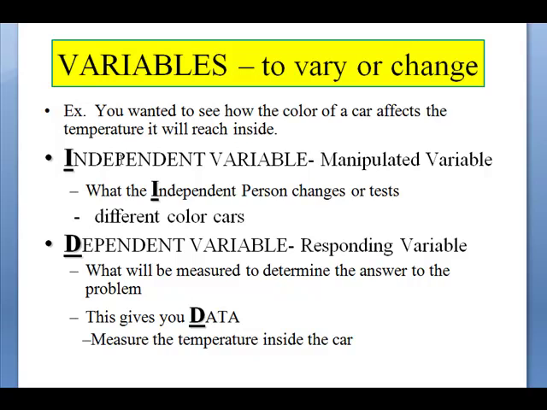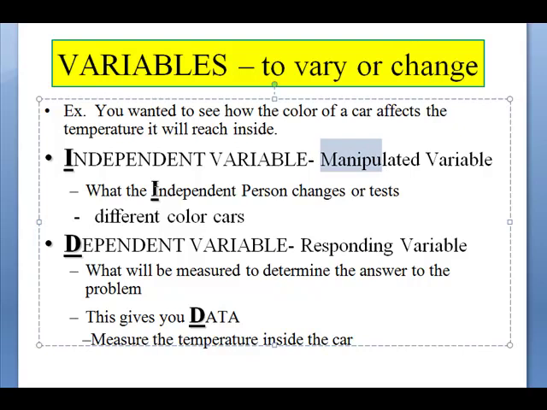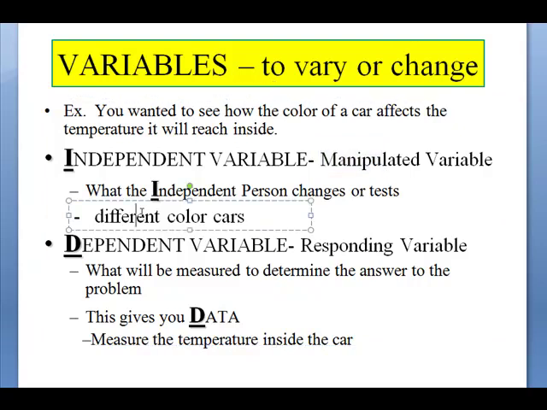So let's look at a scenario real quick. You wanted to see how the color of a car affects the temperature it will reach inside. You may know something about this. You may know that the darker color cars tend to heat up a little quicker and tend to be warmer than the lighter colors. So what you're going to be testing, what I change, I test, what I'm going to manipulate here is the different color cars. So I'm going to look at red, I'm going to look at blue. I might choose not to look at green color cars, or I might choose to include green. It's up to me. That's my independent variable, the color.